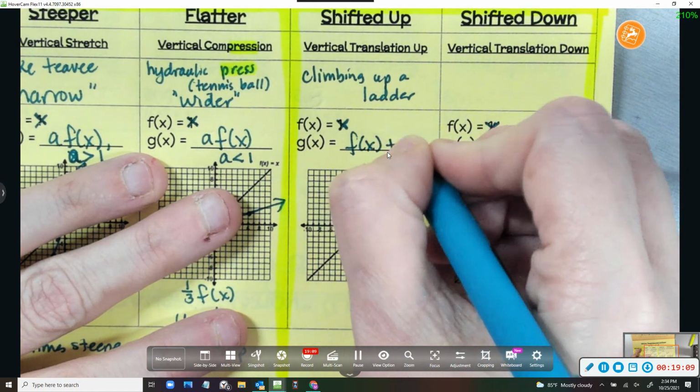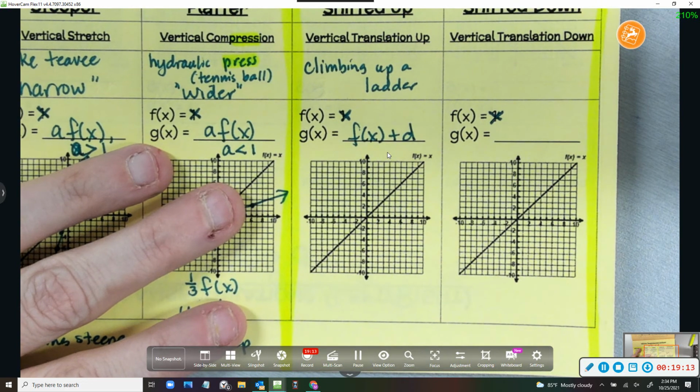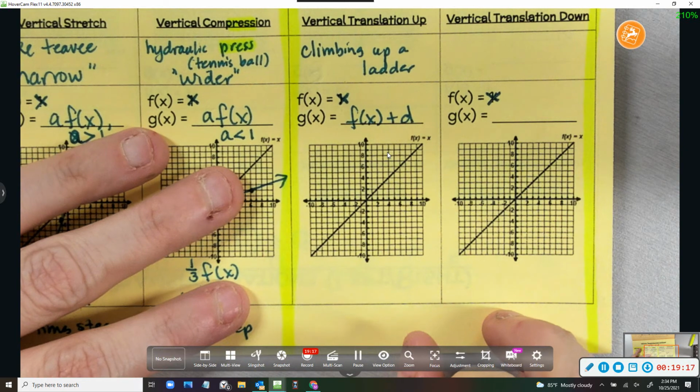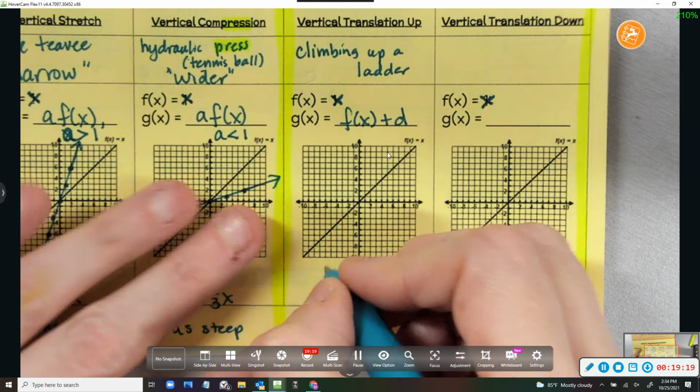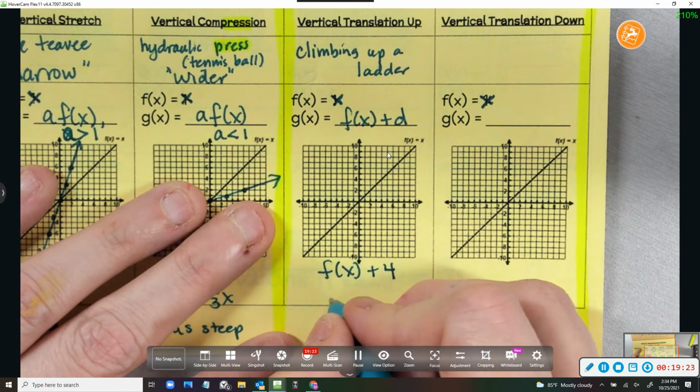F of x plus d. And d is kind of like our y-intercept. So let's say I had f of x plus 4. What would I put in the calculator?